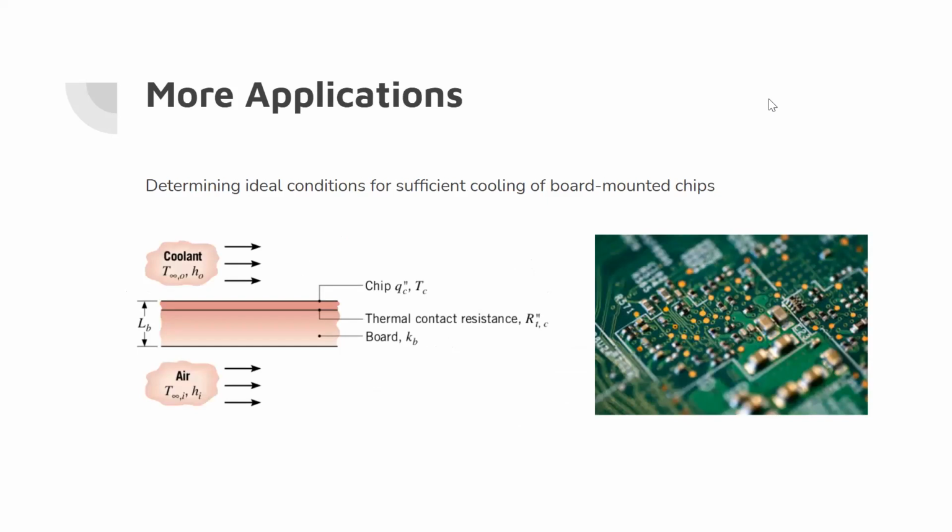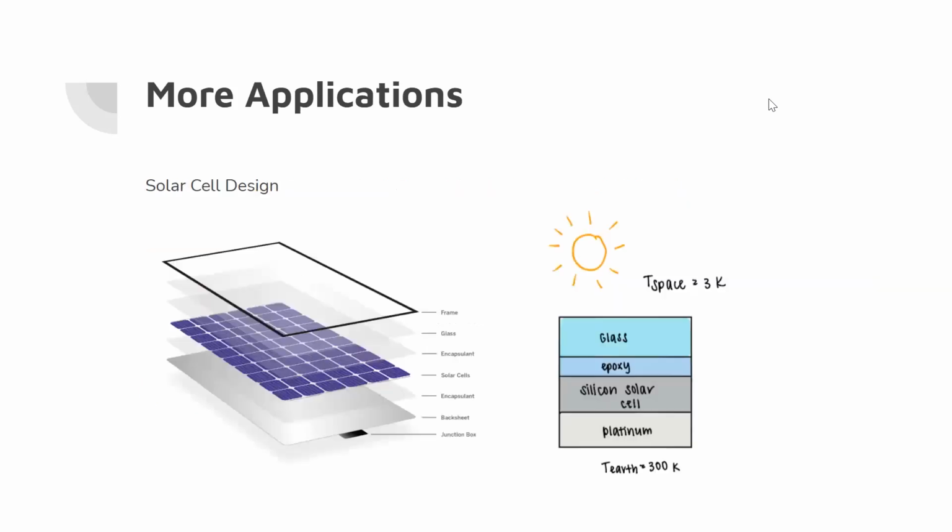Then in the semiconductor industry, the model can be used to determine the conditions needed for sufficient cooling of board-mounted chips. So using the model, you can see how changing different parameters influences the heat flux and use that information to optimize cooling. And another application is in solar cell design. So as we saw in lecture, we can use this model to study heat transfer through solar cells and optimize solar cell efficiency by changing different parameters.